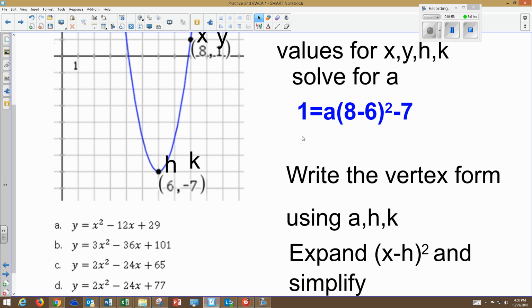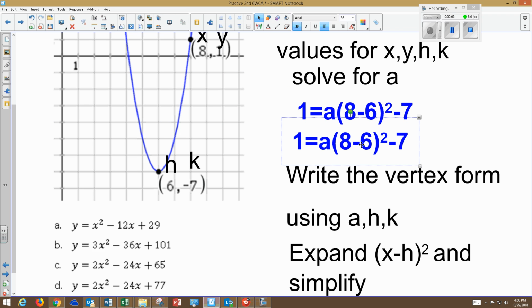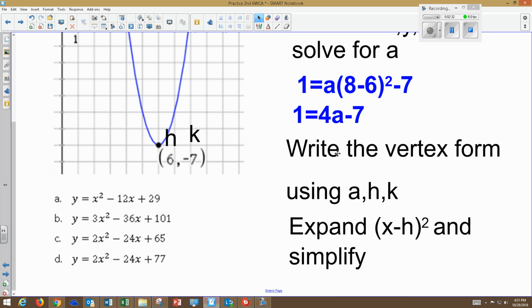So all we got to do to simplify this is I'm going to go ahead and clone this again and simplify it. We know what 8 minus 6 is. That's 2. So we got a times 2 to the power of 2 minus 7. And we know that 2 to the power of 2 is 4. So that looks like a to the power of 4. It really should be 4a, because 8 minus 6 is 2, and 2 squared is 4, and 4 times a is 4a. So we're left with this equation.